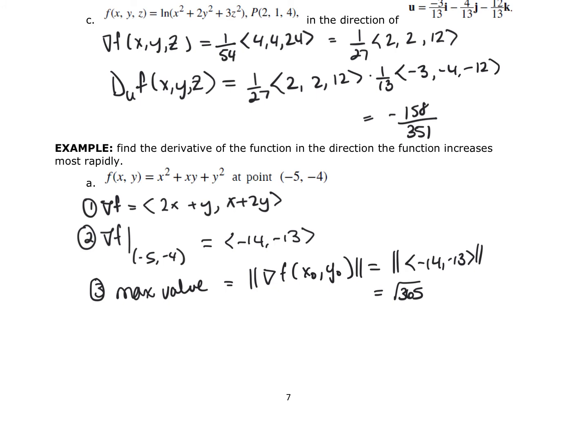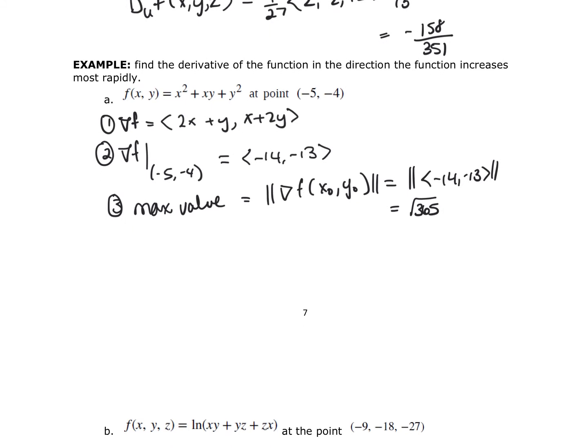Now, if I want to know the direction in which this is going to happen, the direction u, then after I found my gradient, the next thing I'm going to do, if I needed that direction, is find the unit vector for my gradient. So I would have my unit vector of my gradient, my vector u, which is going in the same direction as my gradient, which would be 1 over the square root of 365, and then the -14, and then the -13. And this will give me my vector that is going in the same direction as my gradient, and it'll be a unit vector in that direction.